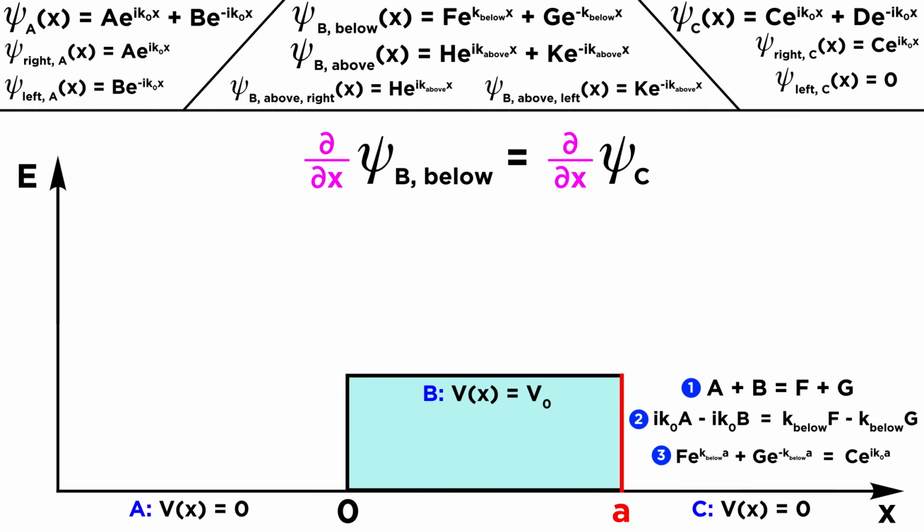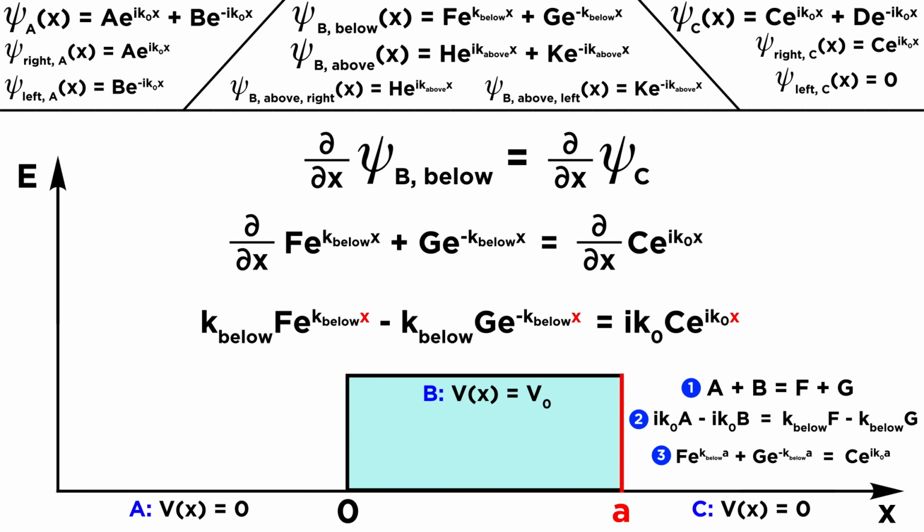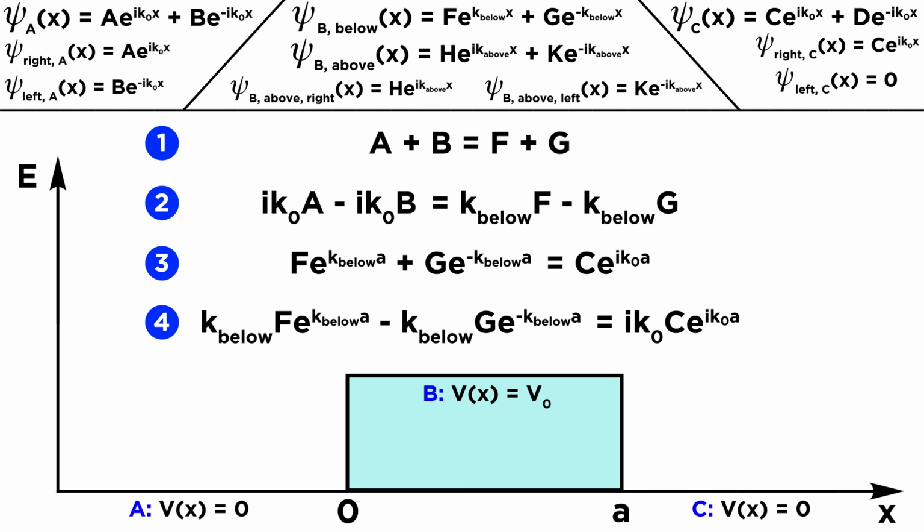And finally, we need to find the conditions under which the derivatives of psi b below and psi c are continuous at x equals a. So we can take the derivative of this expression and then plug in a for x to get this. This will be equation 4. So altogether, we have solved the Schrodinger equation, and this is the system of 4 equations that we have derived simply by using the boundary conditions of the system and forcing the wave function to be continuous.